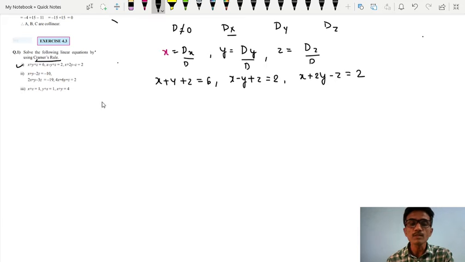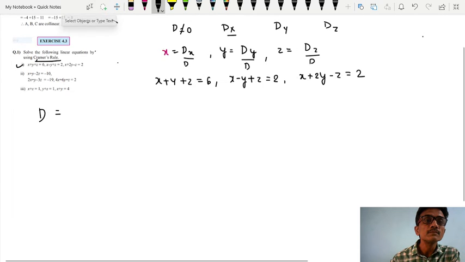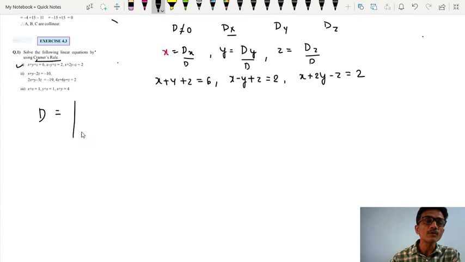So we solve these equations. First of all, D. What is D? D is the determinant obtained from the coefficients of x, y, z. So what are the coefficients of x, y, z? 1, 1, 1. See, second equation, what are the coefficients of x, y, z? 1, minus 1, 1. 1, 2 and minus 1.